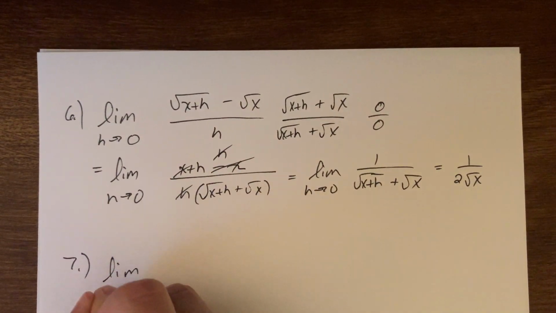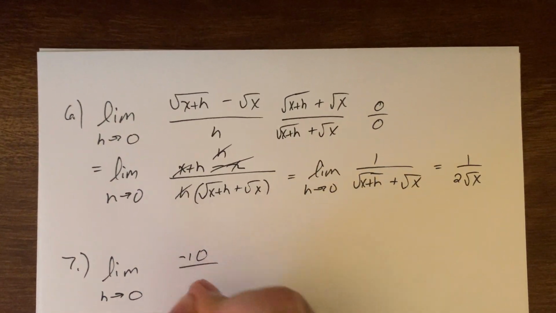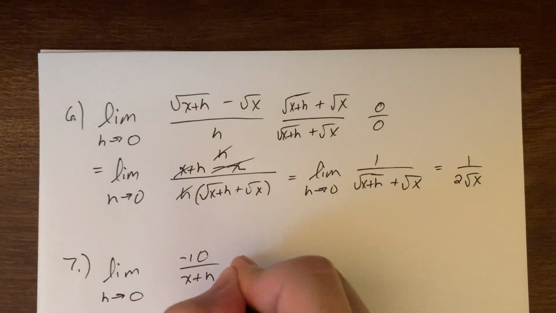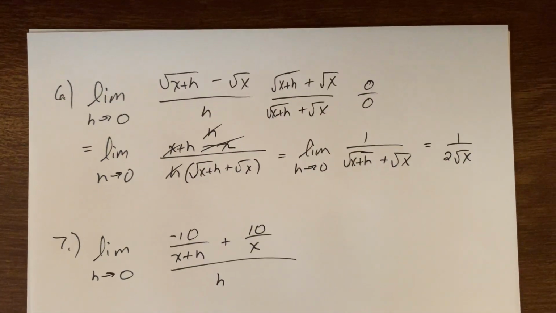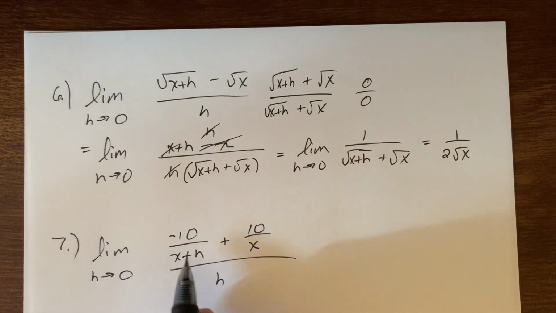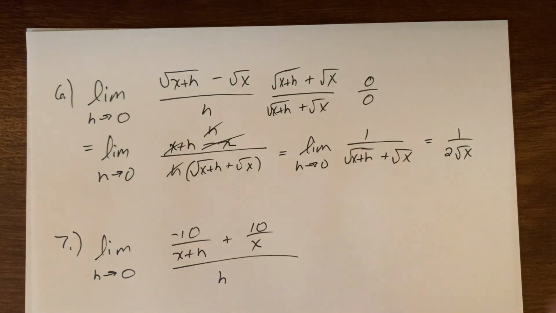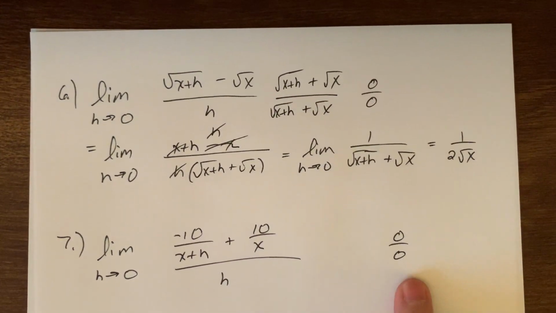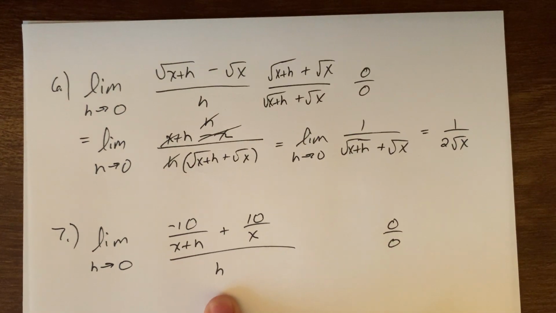Let's take a look at h approaches 0. Let's look at minus 10 over x plus h plus 10 over x all over h. As h goes to 0, minus 10 over x plus 10 over x, cancel, 0, all over 0. Another 0 over 0. And now we're back in the compound fraction problem.